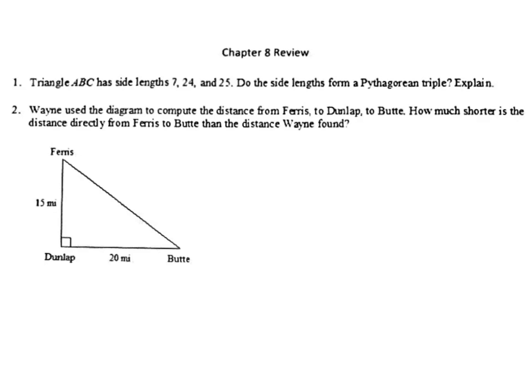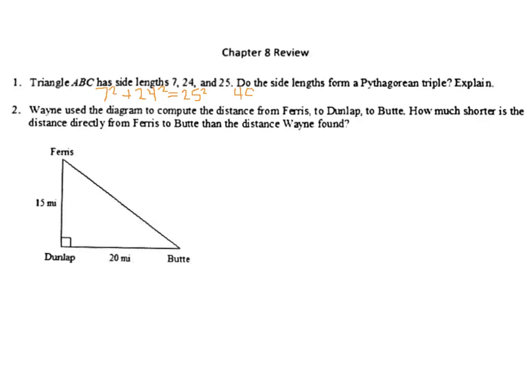The question asks, if triangle ABC has side lengths 7, 24, and 25, do the side lengths form a Pythagorean triple? And explain. Well, a Pythagorean triple just means 3 whole non-zero numbers that actually work for the Pythagorean theorem. So in other words, a squared plus b squared does in fact equal c squared. So all we have to do is take these 3 numbers and see, does 7 squared plus 24 squared equal 25 squared?